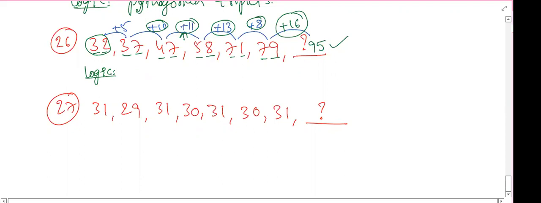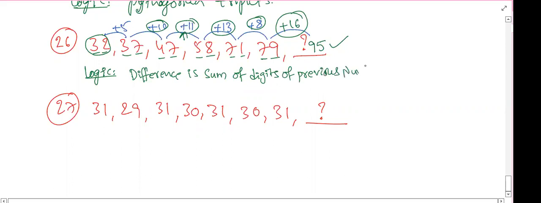It's very confusing. I'm writing these questions spontaneously. By taking any idea, I'm framing some numbers. For my idea, I'm framing some numbers. Okay, so here the logic is operation with digits. We'll write the logic in this way: a difference is sum of digits of previous number. Sum of the digits of previous number.